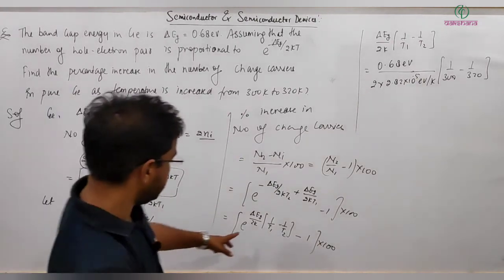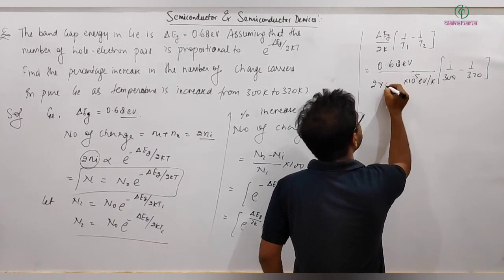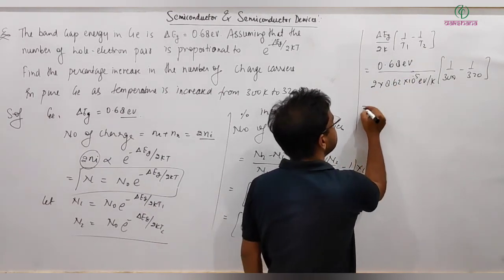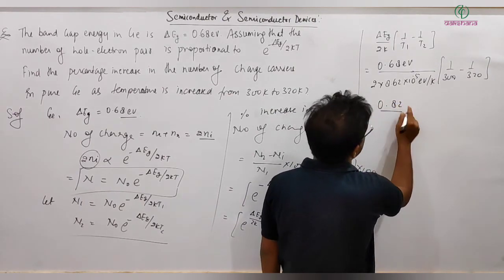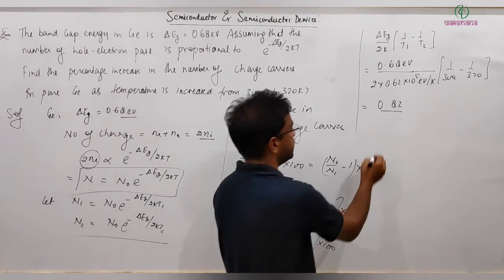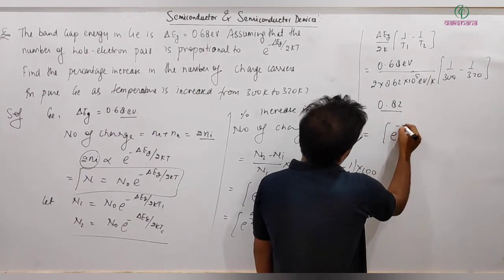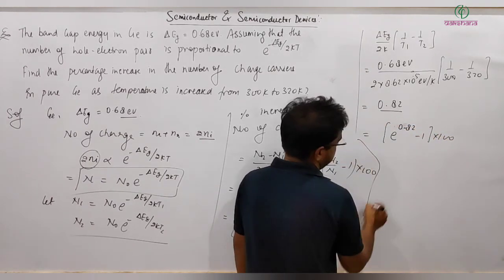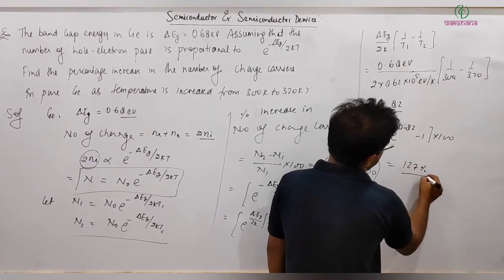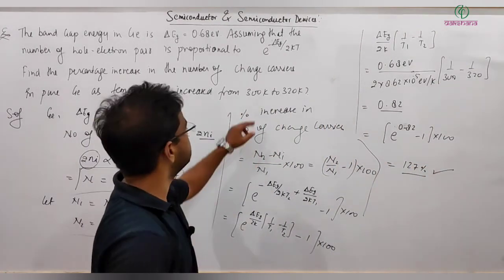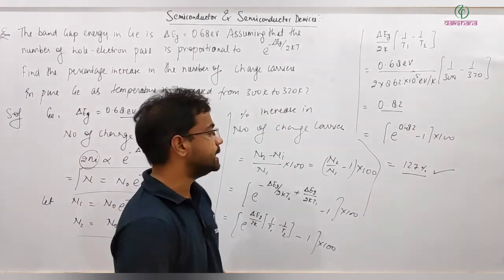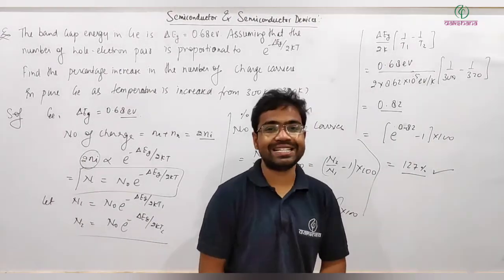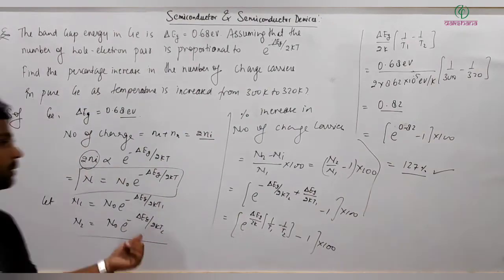The value of k in electron volt is 8.62 into 10 raised to power minus 5 electron volt per Kelvin. Now solving this, the exponent comes out to be 0.82, and substituting it here, the percentage is e raised to power 0.82 minus 1 multiplied by 100, and this finally comes out to be 127 percent. So as temperature is increased from 300 to 320 Kelvin, the number of charge carriers increases by 127 percent. So this is all about this problem.